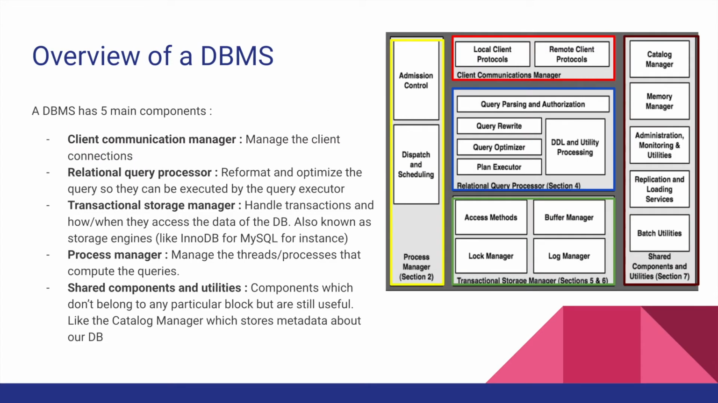I will start by giving you a broad overview of what an RDBMS is. An RDBMS has 5 main components. They are deeply intertwined and interact with each other, and we'll go through each of them during the study of the query. But first, I will describe them quickly. First, you have the Client Communication Manager, which manages the client connections. And then you have the Relational Query Processor, which reformats, optimizes, and executes the query.